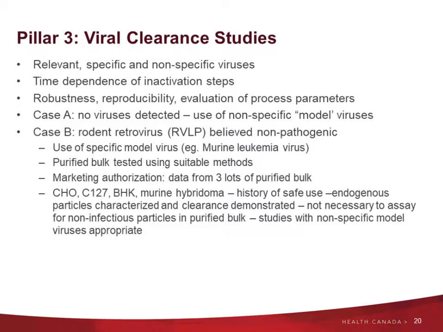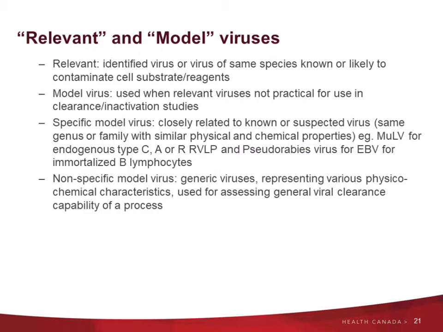So there are different types of viruses depending on the situations, and these are outlined clearly in ICH Q5A. I'll go over these quickly: relevant, specific, and non-specific viruses. So relevant viruses are either the identified virus in a cell substrate or a virus of the same species. And these would be utilized in the viral clearance studies to provide the most relevant physical chemical model for clearance of that particular virus. So model viruses, there's two types. There's specific model viruses and there's non-specific.